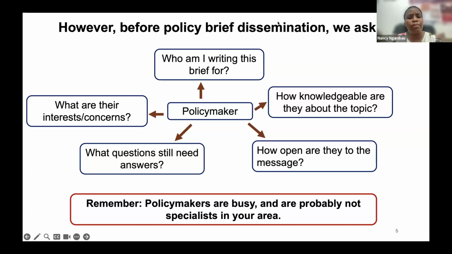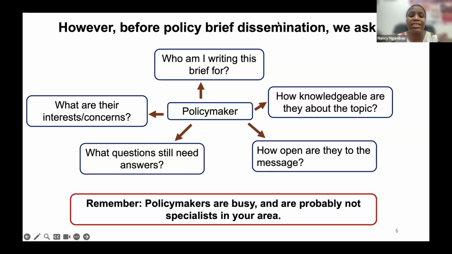We also try to evaluate how open they are to the message that you want to give. And we actually reach out and try and see, okay, is this something that you'd be willing to think about? So how open are you? What questions, what concerns do they have? What questions do they still need answered, and what are their interests?